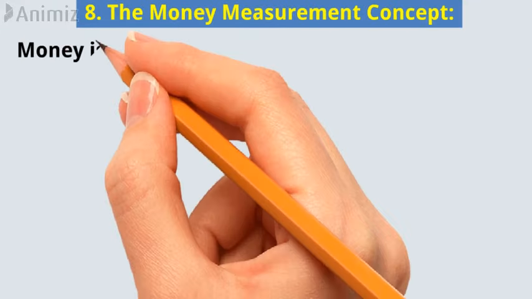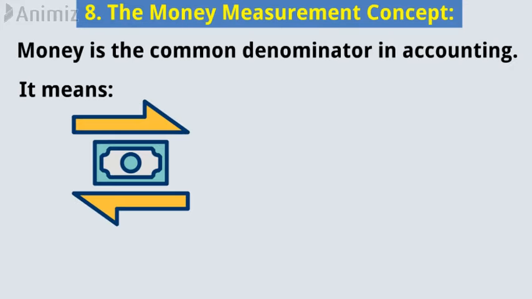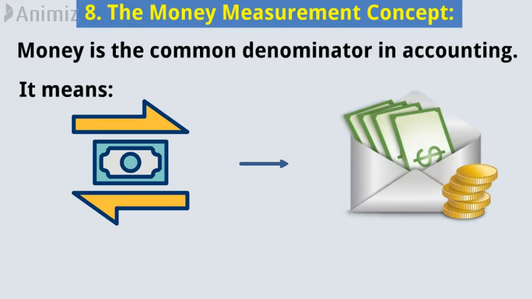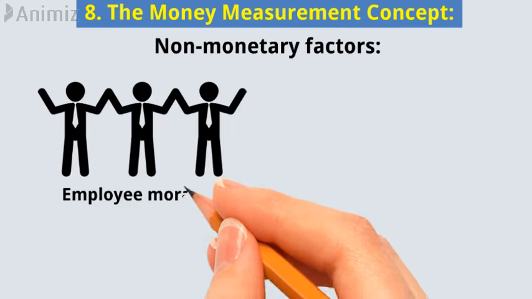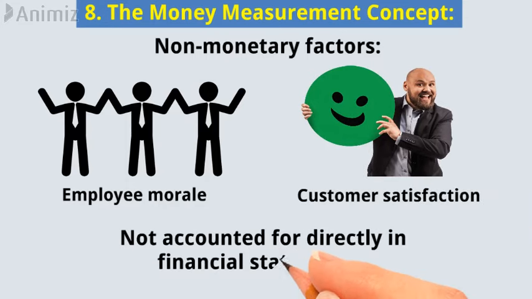Number 8. The money measurement concept. Money is the common denominator in accounting. It means that only transactions that can be expressed in monetary terms are recorded. Non-monetary factors like employee morale or customer satisfaction, though important, are not accounted for directly in financial statements.